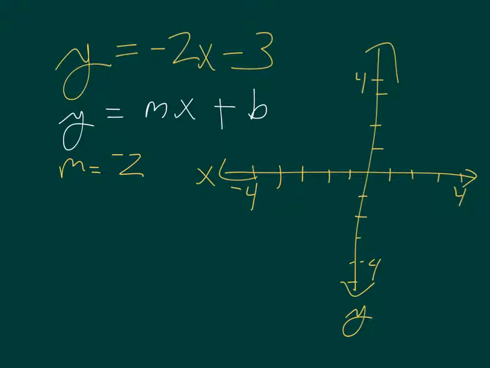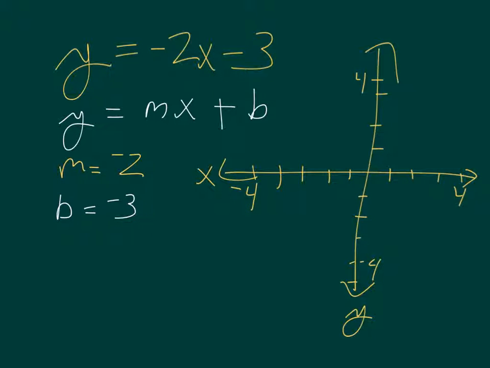It's mx plus b by the way, sorry about that, for any confusion. So then whatever number is in line with the b, the b is negative 3. B is negative 3. This is slope, this is y-intercept.